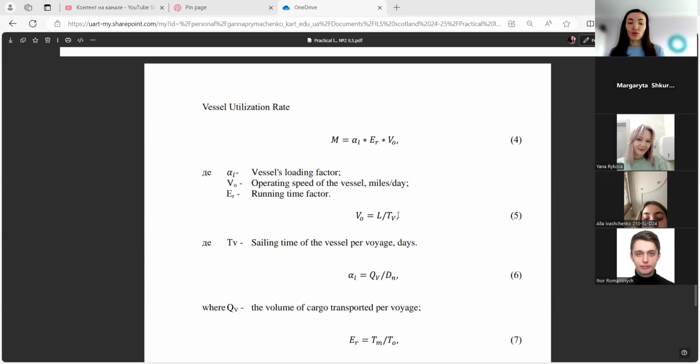Our next formula is formula number 4. We can see it on our list. It is vessel's utilization rate. What does it mean? We write M, vessel's utilization rate, is equal to, and we use our parameter alpha with index L, which we decided in formula 6. Find it for your variant, please.